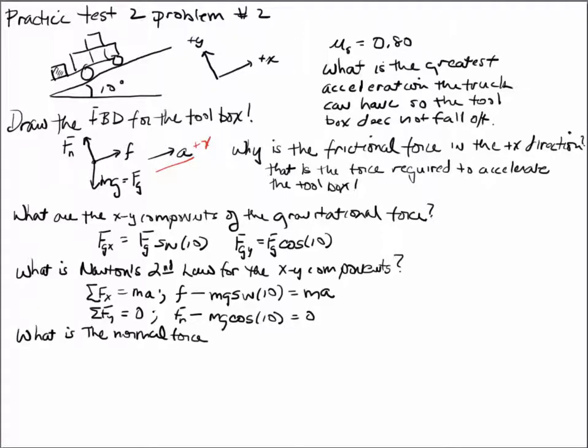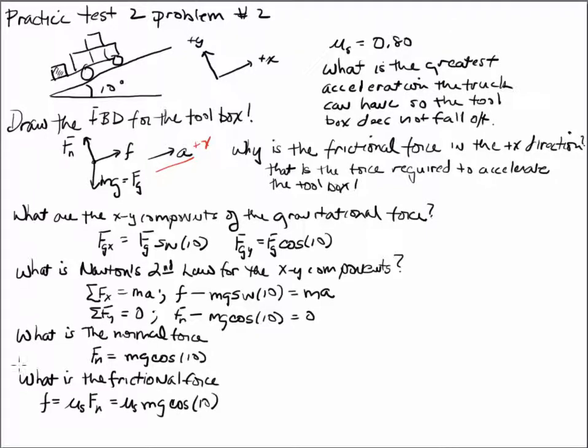What is the normal force? That's very straightforward. Using the y component, we find that the normal force is mg cosine of 10 degrees. What is the frictional force? Well, remember that the relationship between the frictional force and the normal force is the coefficient of friction times the normal force. We've already solved for the normal force up here, so it's the coefficient of friction times the mass times gravity times cosine of 10 degrees.